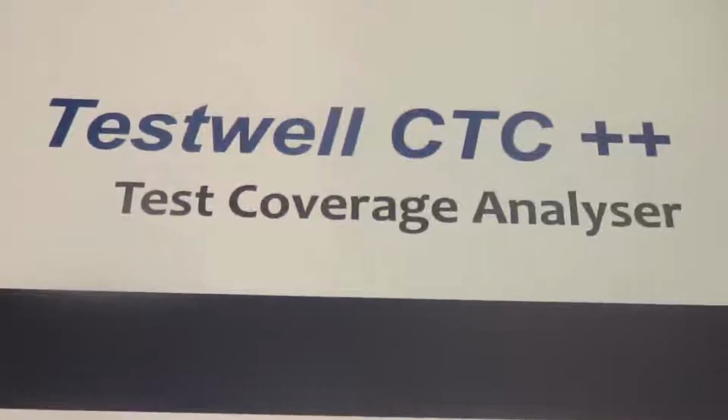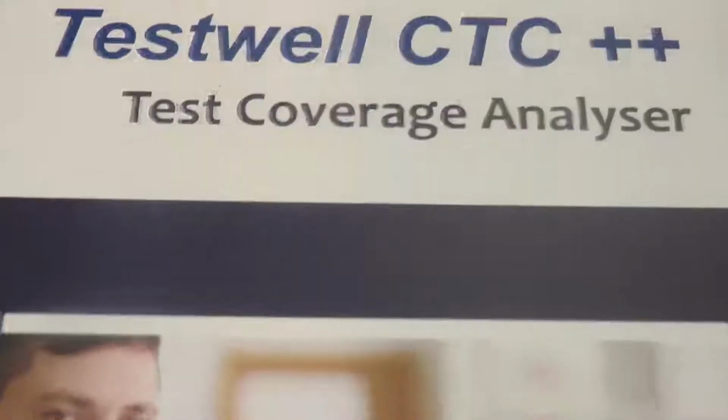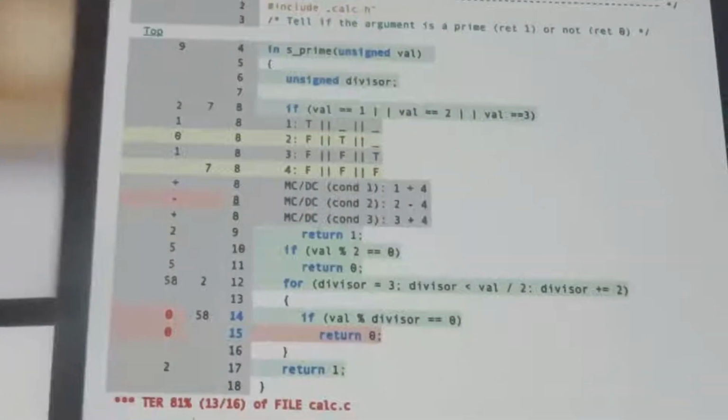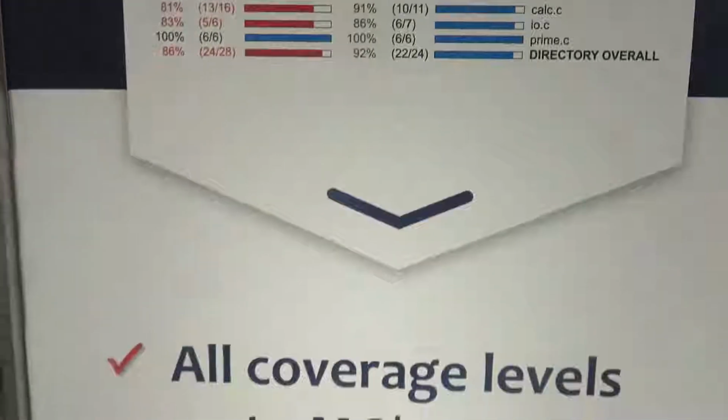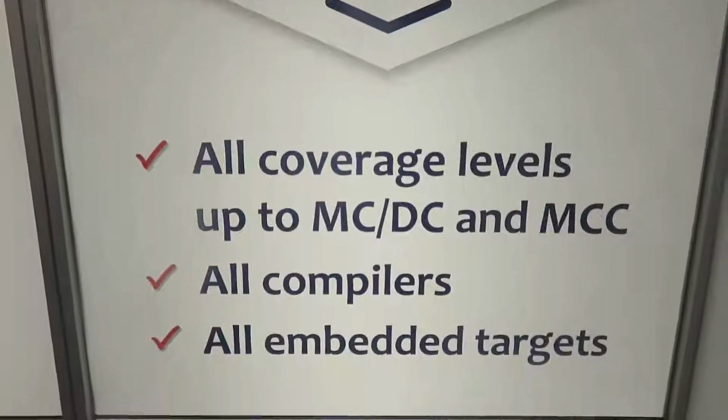Testwell CTC++ is the leading code coverage analyzer for C and C++. It works also with Java and C#. Testwell CTC++ provides meaningful and clear reports, which show all coverage levels up to MCDC and multi-condition coverage. Our coverage analyzer works with all compilers and all embedded targets.